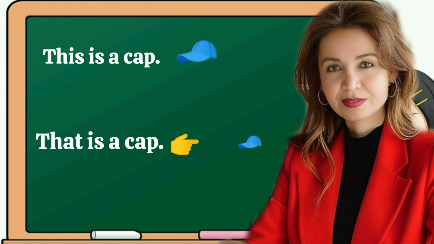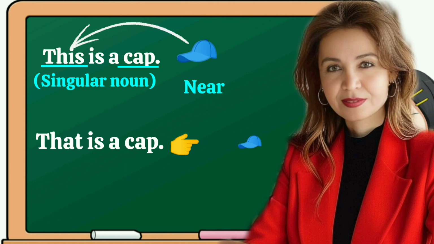We use this to talk about one noun, that is a cap. And a cap is near to us, close to us. So we use this is a cap because it is one cap and it is near to me. The sentence will be this is a cap.